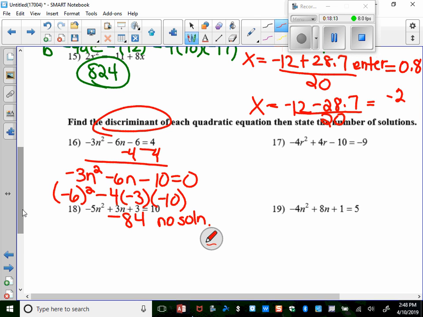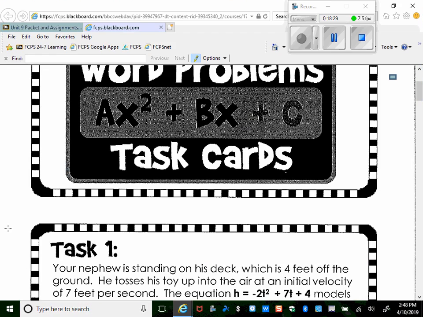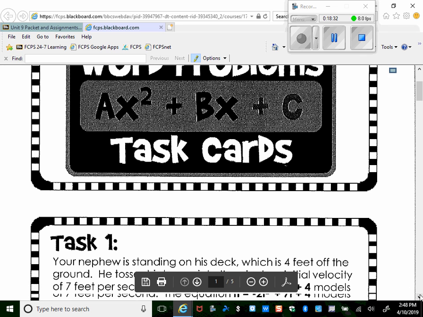That's going to be the easiest part of the test. But the thing is, you've got to make sure it equals 0. Now we're going to do some word problems, some of the ones that we talked about this week. Let me pull those up because I want you to be able to just pick out certain words.